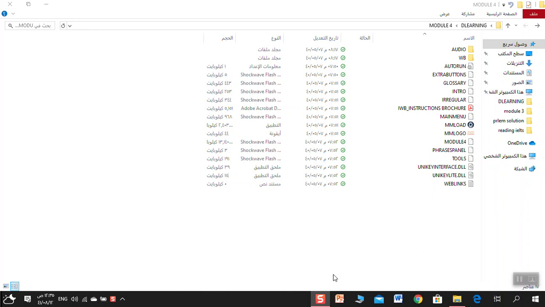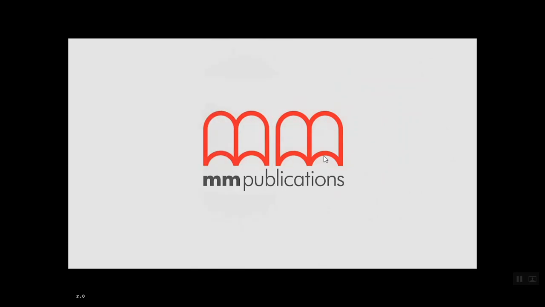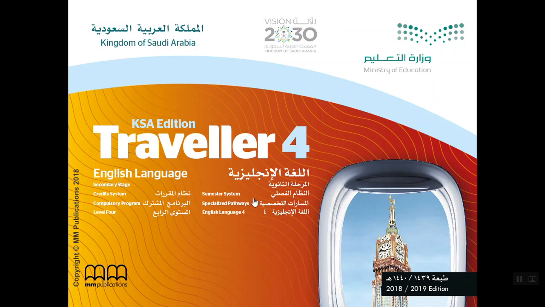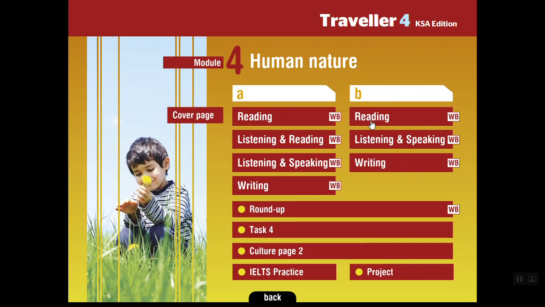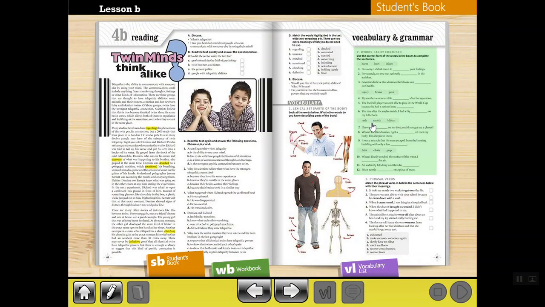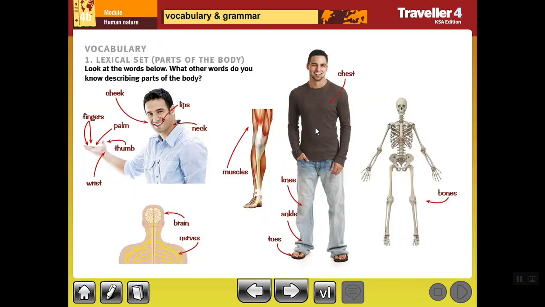Today we are going to study vocabulary on your student's book, page 61. So kindly open your book on page 61 and follow up with me. This is your Traveler 4, Module 4, Section B, Reading, and on this page we will follow up with vocabulary. The first section of our lesson for today is lexical set, parts of the body.